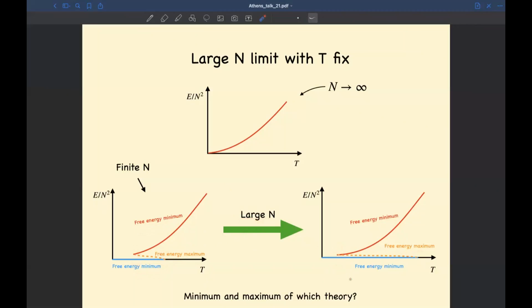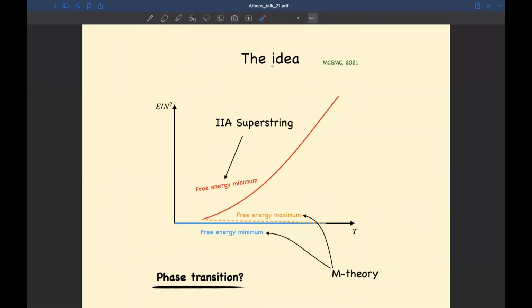But before I discuss this problem, I mentioned energy minimum and maximum, but I want to show now what is the minimum and maximum of which theory. So this is a little bit the non-trivial part of the whole construction. Our proposal is that the deconfined phase is exclusively in the type 2A superstring, and it is a minimum of the free energy, while the minimum of the free energy related to the confined phase and the maximum related to the phase separating belong to M theory.